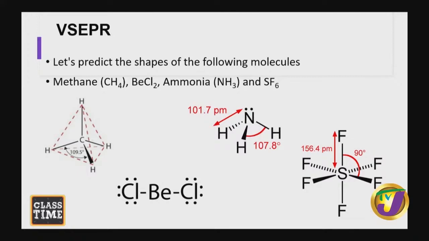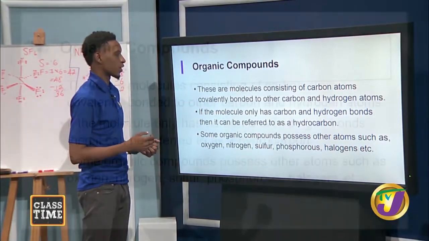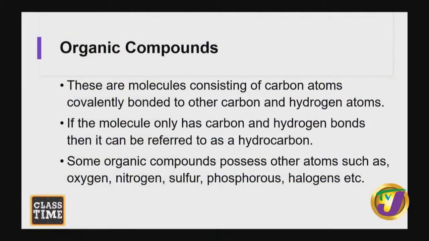Now, let's get into the shapes of organic compounds. What is an organic compound? An organic compound or an organic molecule is a molecule consisting of carbon atoms covalently bonded to each other. It also has carbon atoms covalently bonded to hydrogen atoms. If the molecule only has carbon and hydrogen bonds, then it can be referred to as a hydrocarbon. Some organic compounds possess outer atoms such as oxygen, nitrogen, sulfur, phosphorus, and halogens.